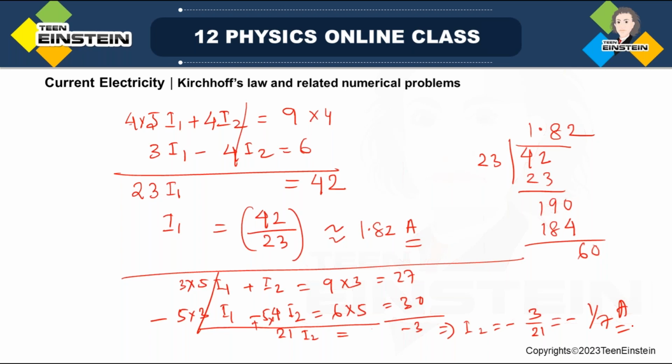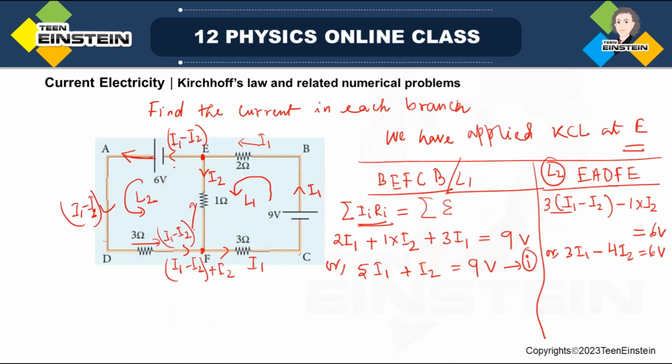I2 will be minus, that means the current will be flowing, we have taken E to F, but current will flow F to E. In this direction, current I2 will flow. So I2 will be 1 over 7 ampere.